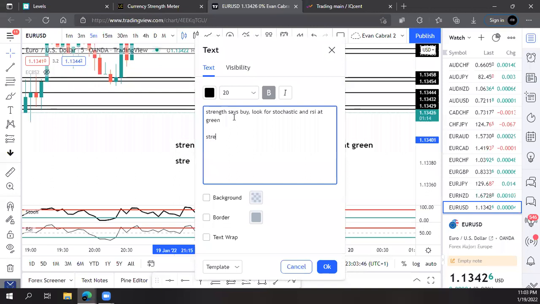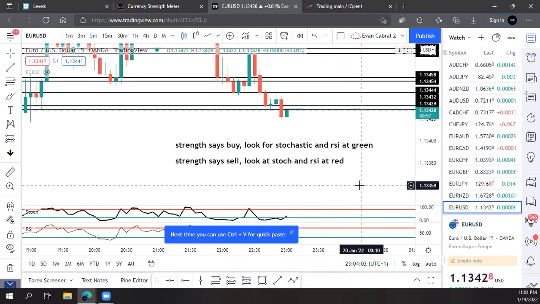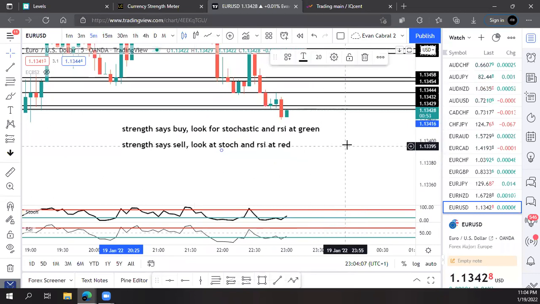If the strength says you should sell, where's your stochastic supposed to be at? Look at stochastic and RSI at red, right? So this is what I also add as an extra confirmation.